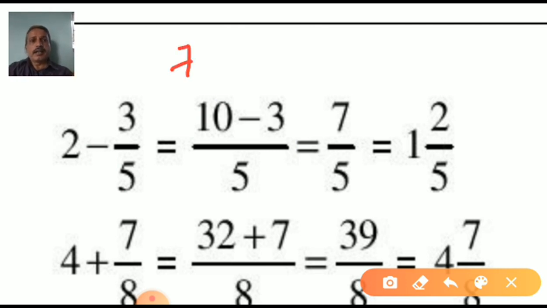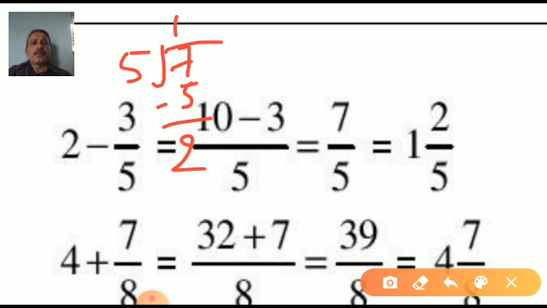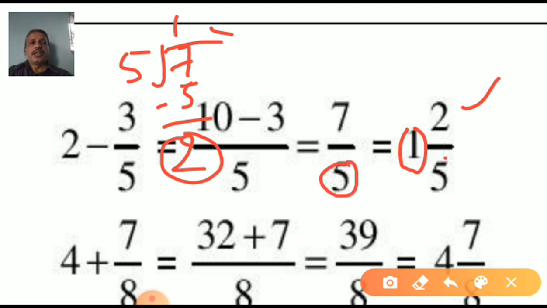Write the numerator here and divide by the denominator 5. 5 ones are 5. What is the remainder, student? 2. So this 1 is the quotient. You should first write it as the integer part, and the remainder becomes the numerator. And the denominator will not change. It remains as it is. So here 1, 2 upon 5 is our final answer. Understood, student? Good.